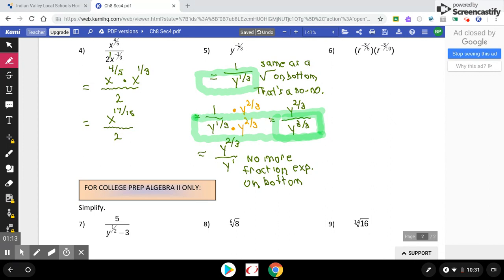And then down here in the last step, now we don't have a fraction exponent on the bottom, and that was the goal. So that's going to happen here in number 6. So let's check that guy out.